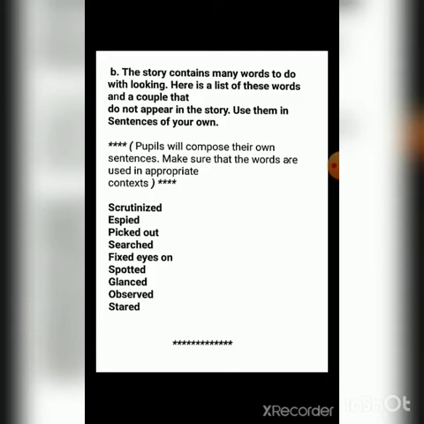Alright, now moving on to the next exercise, that is on page number 12, and this is the B part. This story contains many words to do with looking, as you know we have discussed today. जो story है, उसमें ज़्यादातर words looking से मिलते जुलते यूज़ किए हुए हैं. Here is a list of these words and a couple that do not appear in the story. Use them in sentences of your own, ठीक है. ऐसे words जो looking के meanings देते हैं, तो आपने उन words के meanings भी find out करने हैं, books पे लिखने हैं, and you can write those meanings in your neat copies.